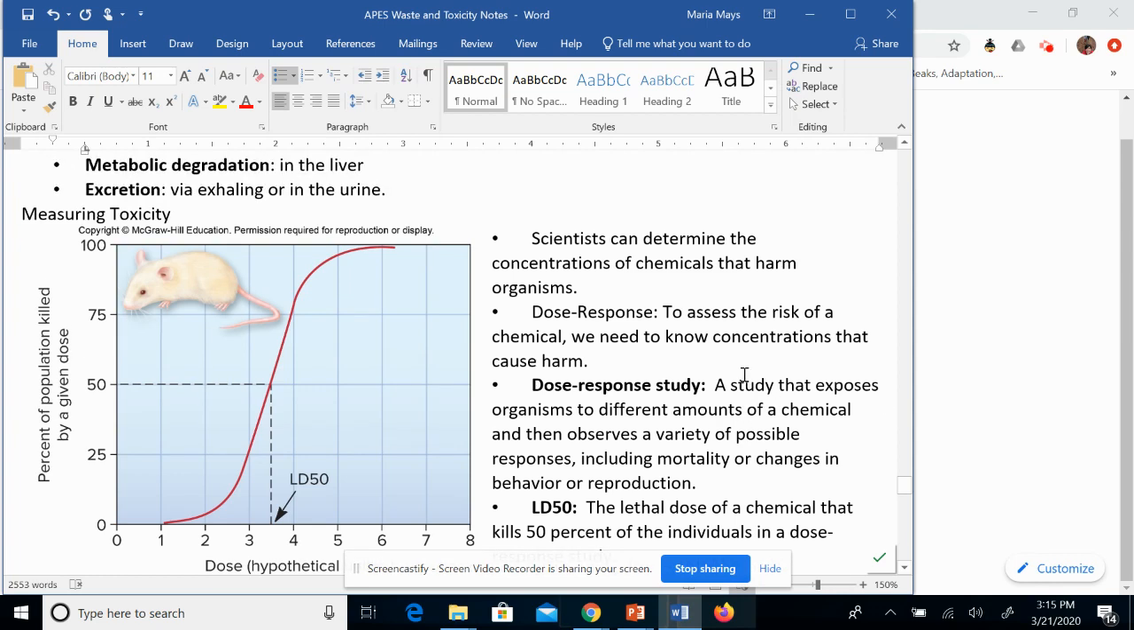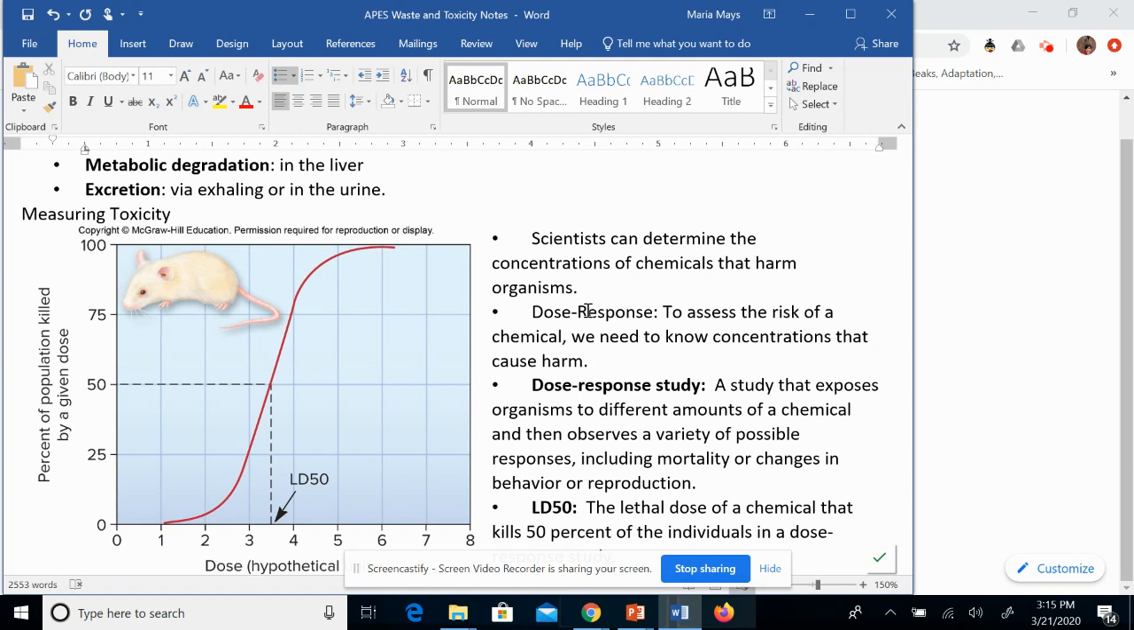All right, so now we're going to talk about measuring toxicity, and this is where you're going to actually do a lab along with it. So pay attention to how these graphs work. They're pretty straightforward, so I don't think you'll have too many issues. Just make sure you've got the terminology correct and understand how to read it. Once you've done that, you should be good.